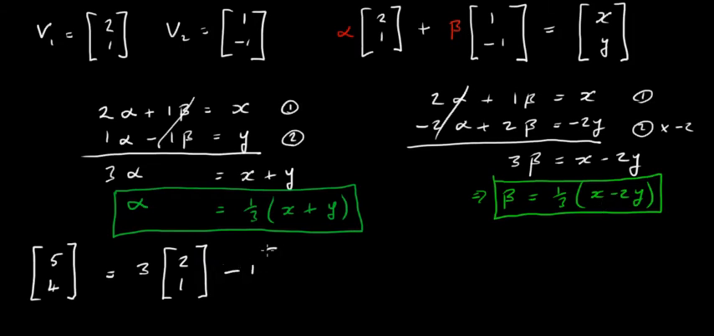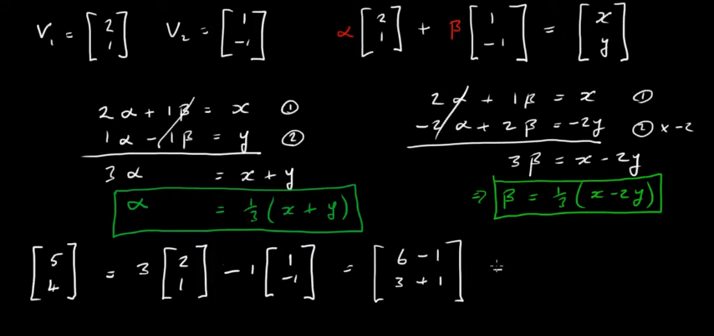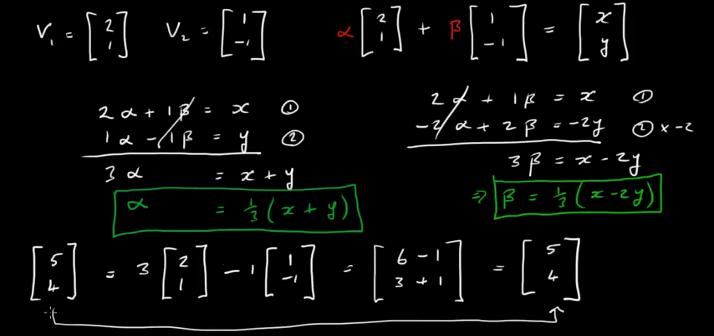So it's going to be minus 1 times my v2, so that's 1, minus 1 here. That should work. Let's see, does it? I'll end up with 3 times 2, which is 6, minus 1 times 1, which is minus 1. Here I'll end up with 3 times 1, which is 3, minus 1 times minus 1, which is plus 1. So that gives me 6 minus 1, which is 5, and 3 plus 1, which is 4. So I do end up with 5, 4 here. And you can do that with any vector in R2.